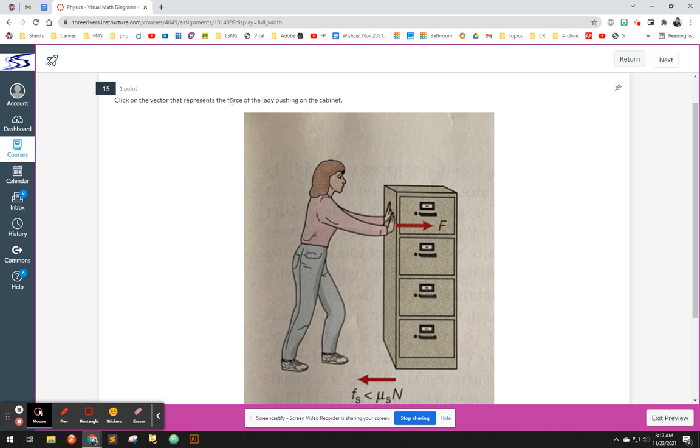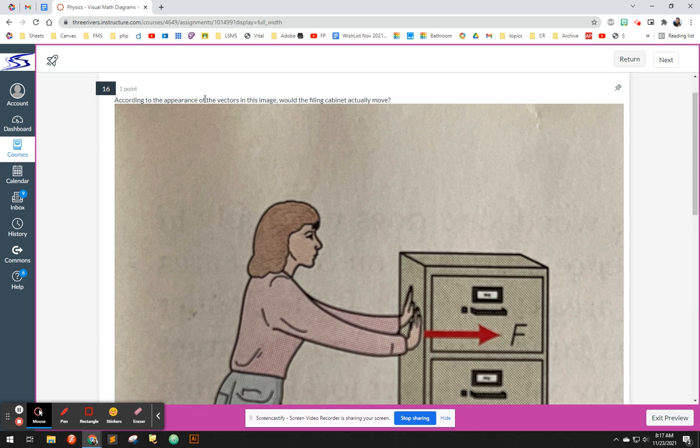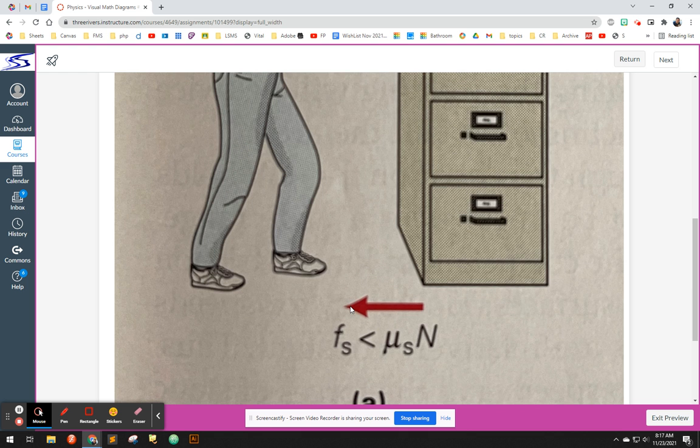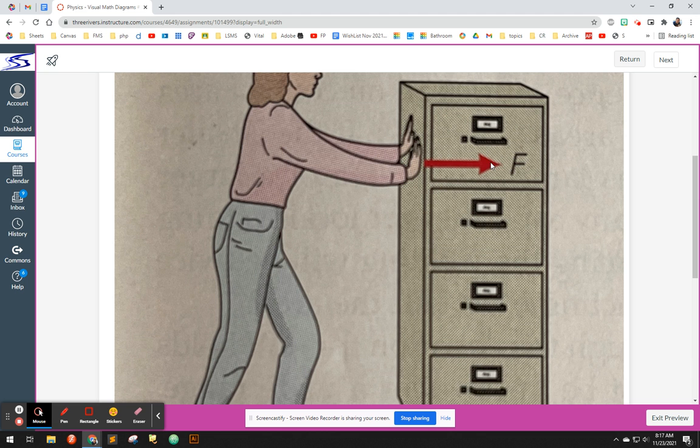Click on the vector that represents the force of the lady pushing on the cabinet. That's easy. According to the appearance of the vectors in this image, would the filing cabinet actually move? And what I want you to realize is that since this arrow is about the same size as that arrow, they would cancel each other out. In other words, this cabinet's not going anywhere.